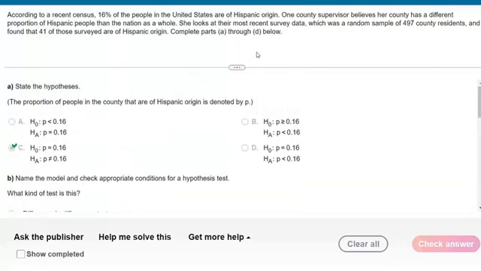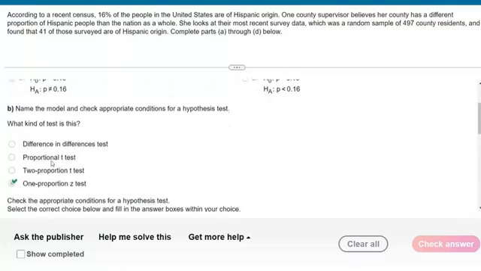What's the hypothesis going to be? This person says that they think that it's different. When a county supervisor believes their county has a different proportion, that means the alternative hypothesis needs to say that their county is not equal to 16%. And that's why this is the correct answer, because the hypothesis you're trying to provide evidence for is always the alternative hypothesis. So the proportion is not equal to 0.16. In other words, the proportion is different than 0.16. And that's why all these other ones are wrong, because that alternative is not listed correctly.